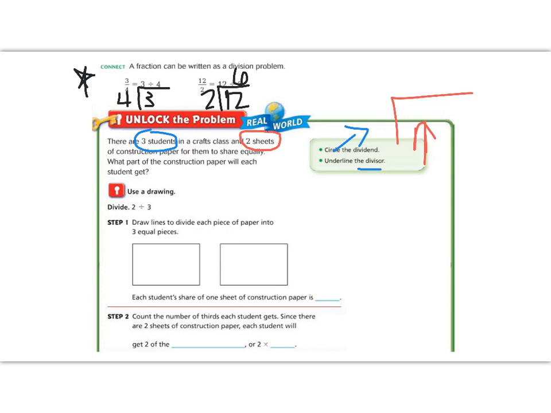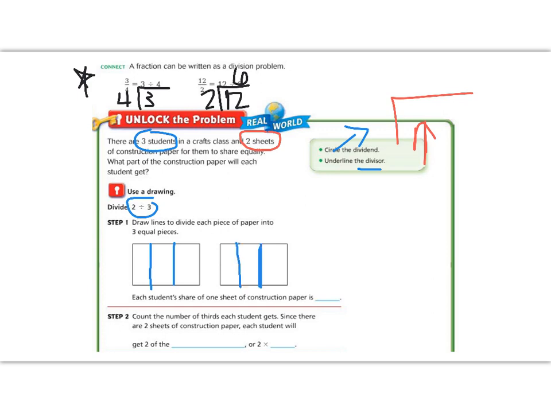And I know that I'm going to get a fraction answer because if I had 3 pieces of paper, each student would get 1 piece of paper. But I only have 2 pieces of paper, so that means that I'm going to be getting a fraction answer. So we're going to be dividing 2 things into groups of 3. So let's look at this drawing. It says, draw lines to divide each piece of paper into 3 equal pieces. So each student is going to get a piece of each piece of paper.